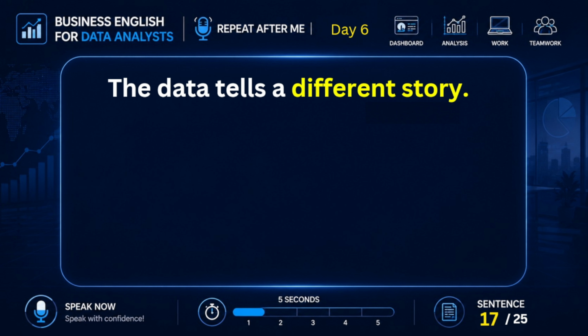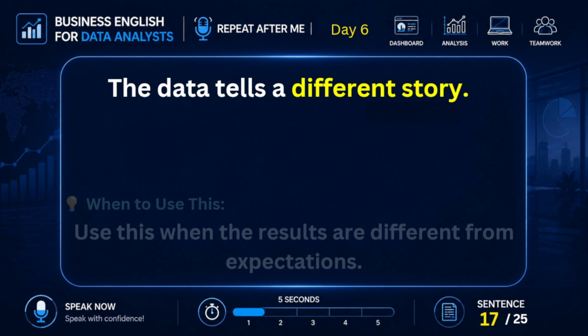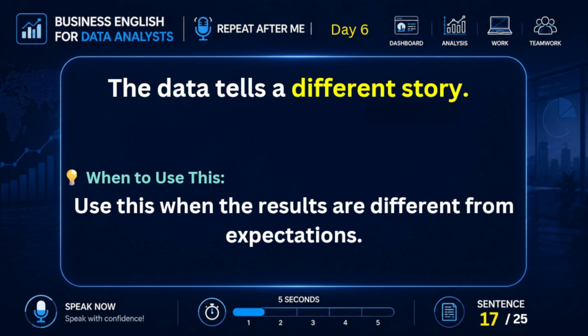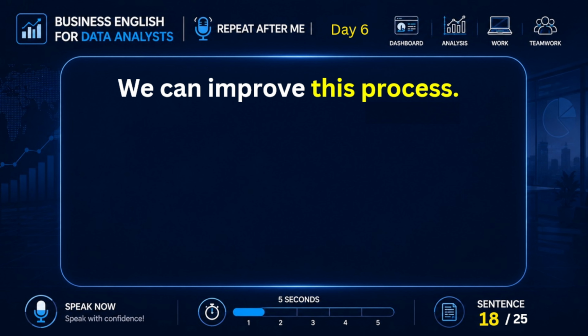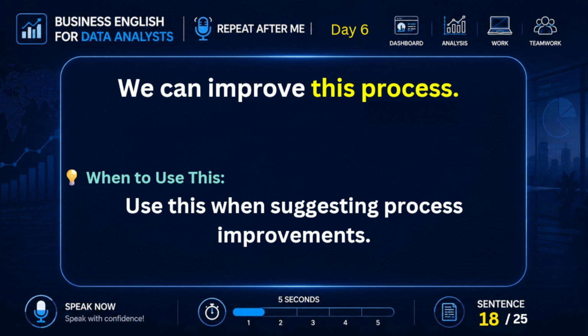The data tells a different story. Use this when the results are different from expectations. We can improve this process. Use this when suggesting process improvements.